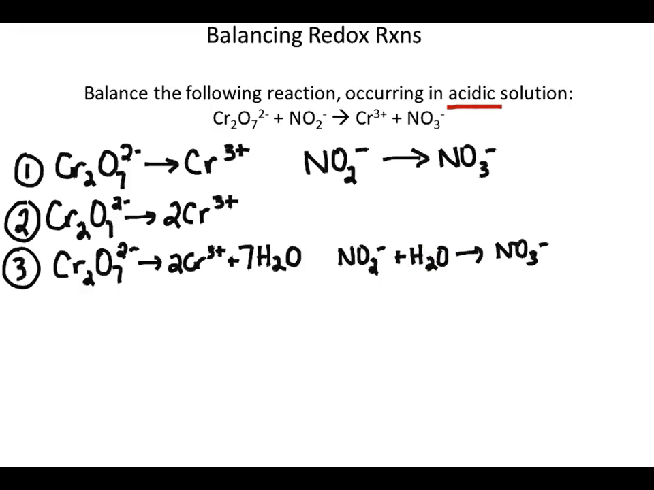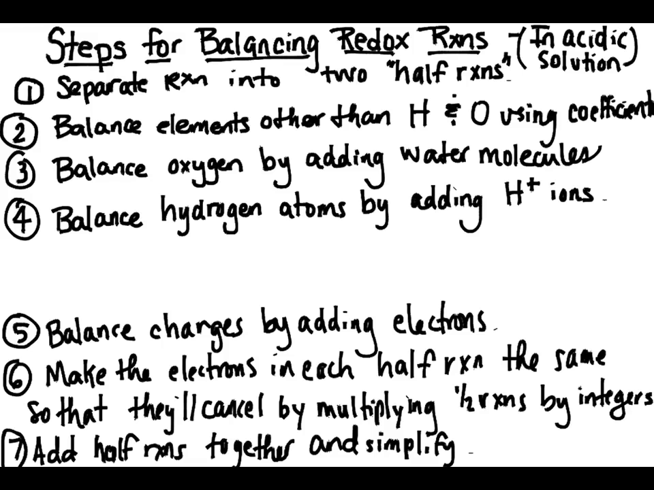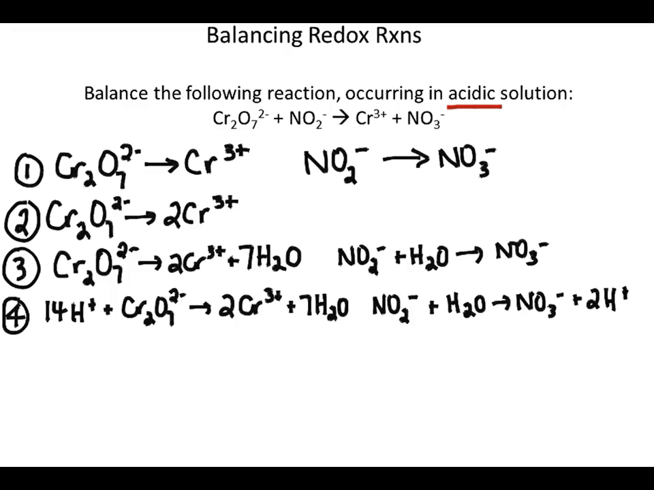Next, we're going to move on to step 4, balance hydrogen by adding H+. So here we have no hydrogens on the left, 14 hydrogens on the right, which means we need 14 H pluses added to the left-hand side. In our other half reaction, we have 2 hydrogens on the left and none on the right, which means we need 2 hydrogen ions on the right-hand side.